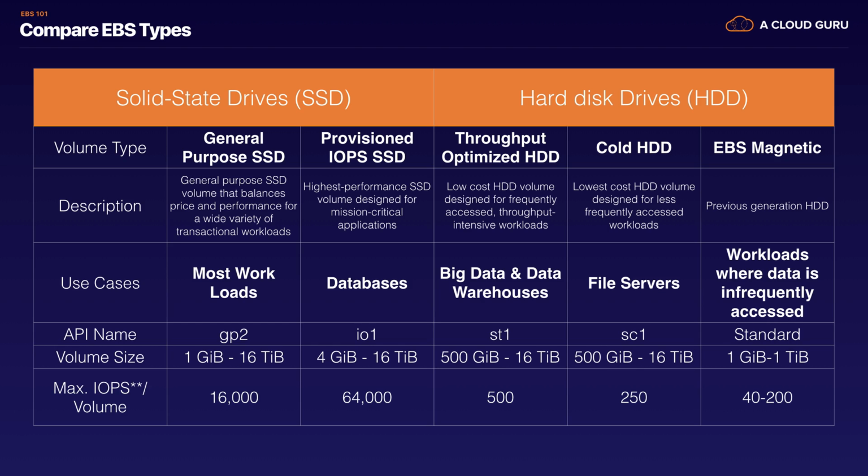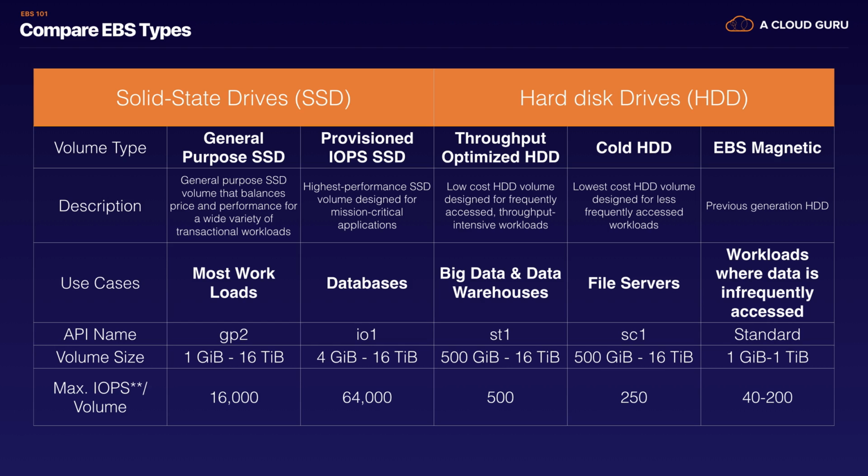Your cold hard disk drive, this is the lowest cost hard disk drive volume, and it's designed for less frequently accessed workloads. So this could be things like file servers, etc. And again, the IOPS on this is not great. It's 250.